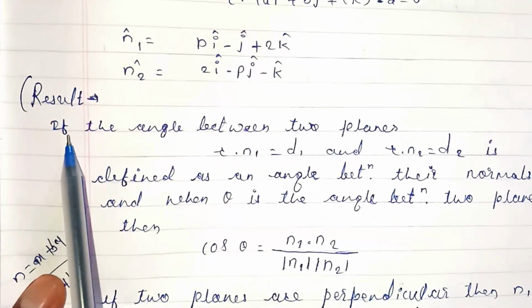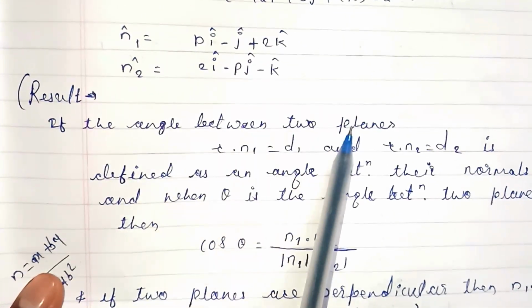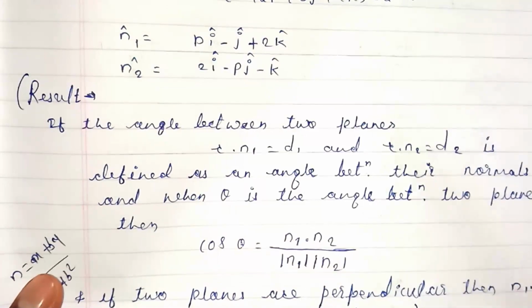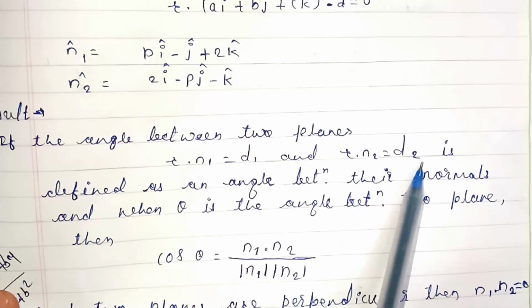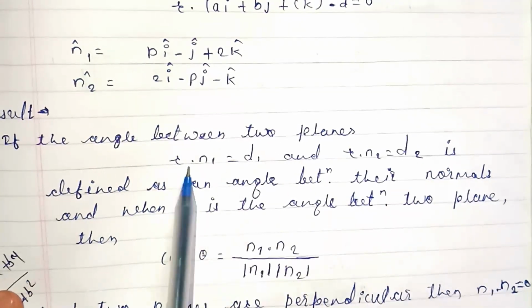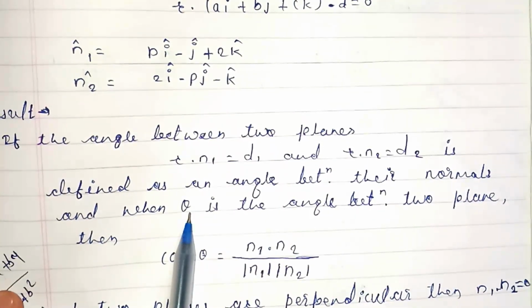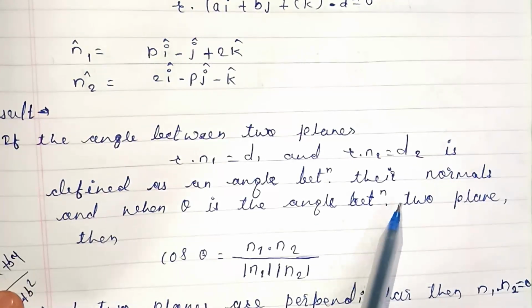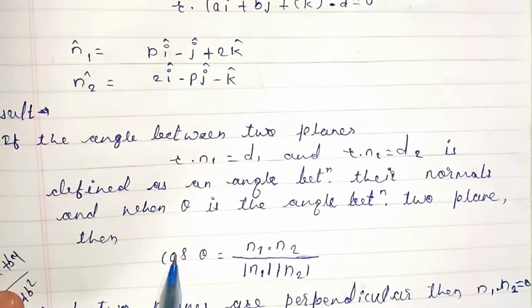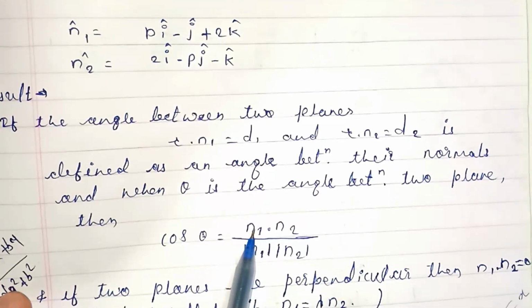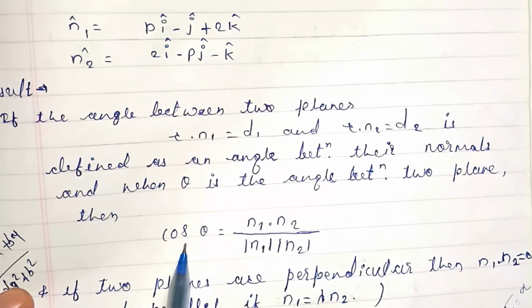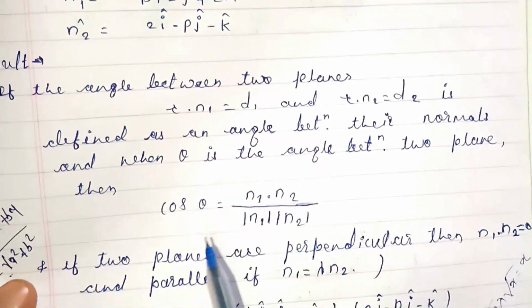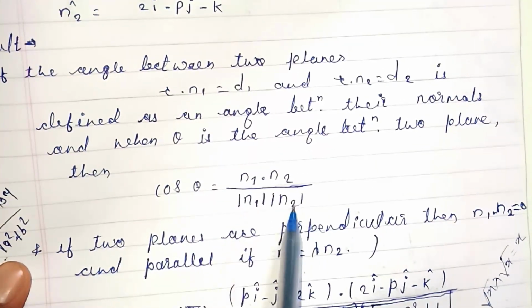That result says: if the angle between two planes is theta, which is pi by 3 here, and the two planes are r dot n1 equals d1 and r dot n2 equals d2, with the angle theta also given, then we write cos theta as n1 from the first plane and n2 from the second plane, that is, cos theta equals n1 dot n2 upon modulus of n1 into modulus of n2.